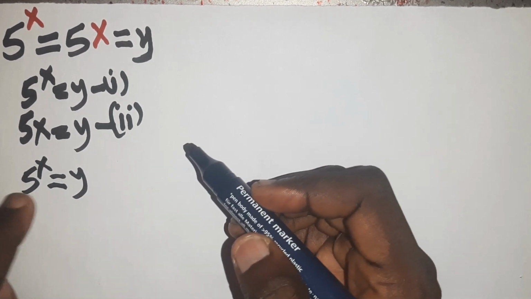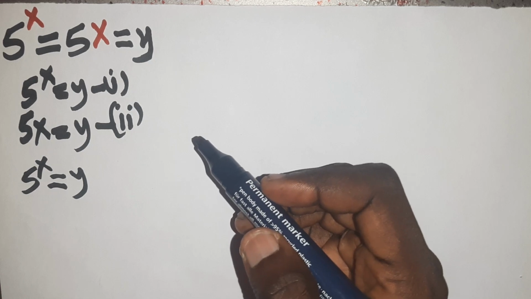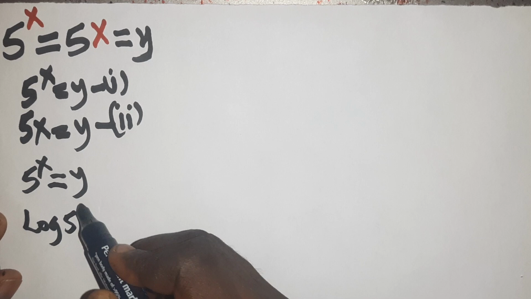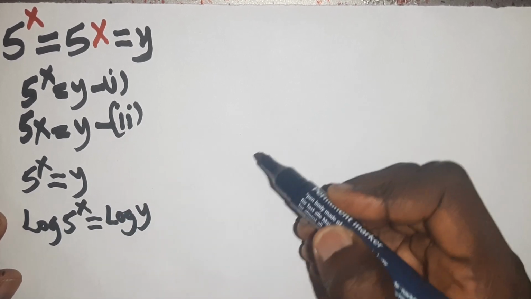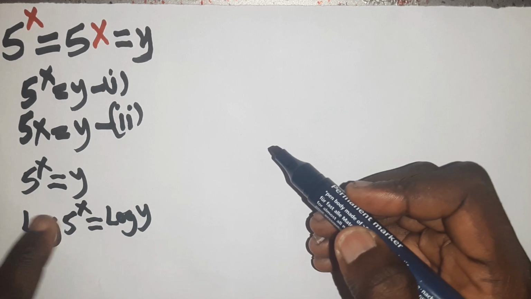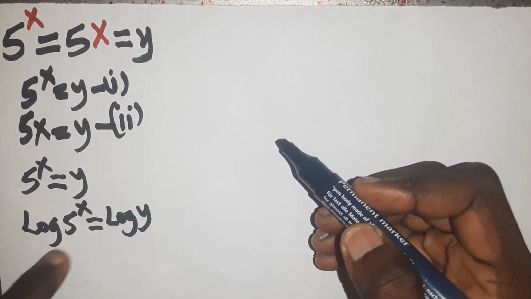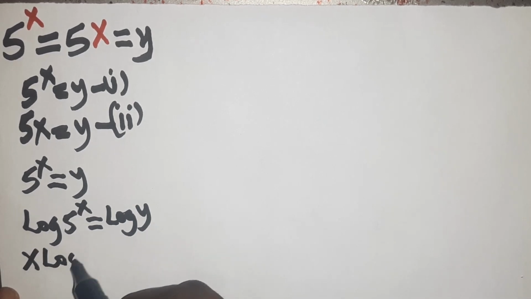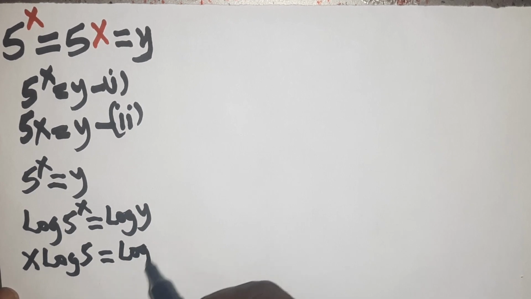And the best way to make x the subject here is to log both sides. So apply log base 10 to both sides. So I have log 5 raised by x equals log y. So this power x here can move over to this side and stand in product with the log 5. So the x comes here. You now have x times log 5 equal to log y.